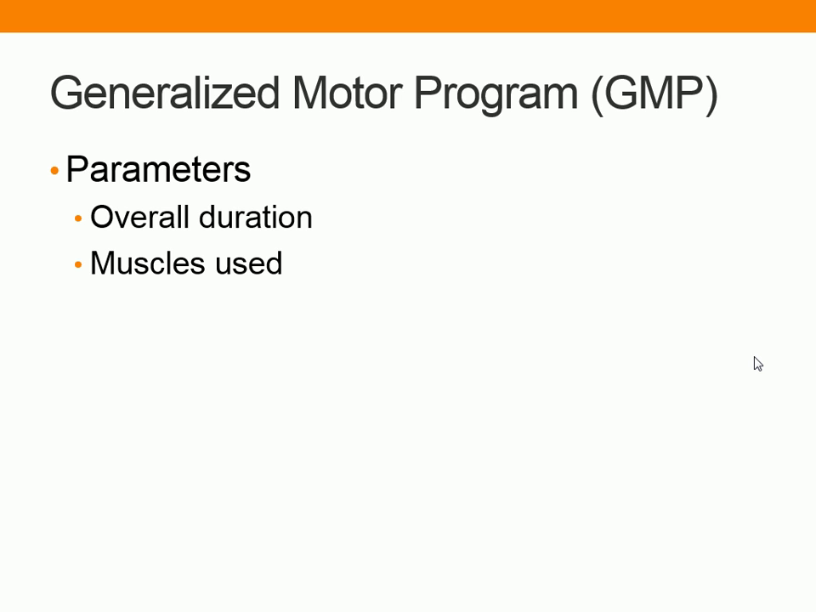Okay, so overall duration we know can change based on the needs of the task, and muscles used can change. If we think about an easy example of this, if I imagine myself going bowling, at the bowling alley I can use a generalized motor program to throw a bowling ball right-handed. I should be able to use the same generalized motor program to throw a bowling ball left-handed. So the rhythm of my approach in throwing the bowling ball would be the same, but I'm selecting a right hand or a left hand to do it.